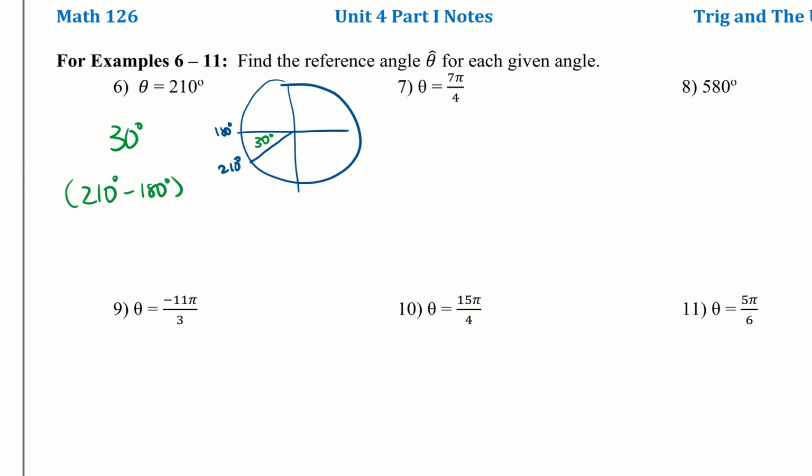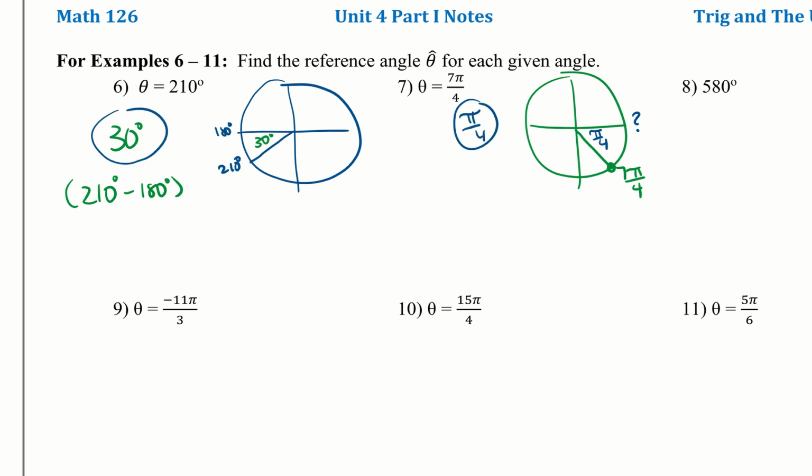7 pi over 4 would be the next one. 7 pi over 4 is this one. So how far away is that from the x-axis? Well, that's 1 more pi over 4 away for the reference angle. But you could do 2 pi minus 7 pi over 4 in order to see that. Think of 2 pi as 8 pi over 4, and that'll give you the pi over 4.